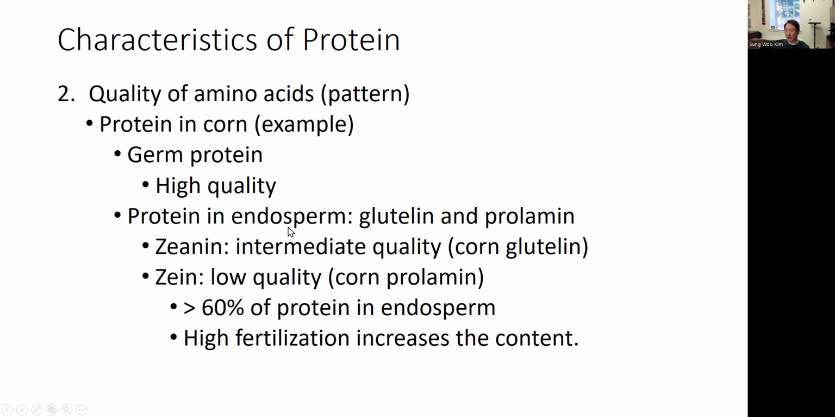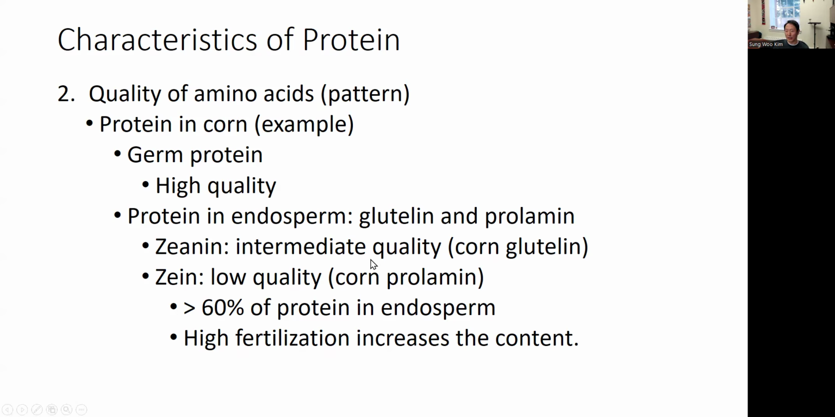Okay, protein in the endosperm is grouped, and we call them glutenin and prolamine. These are the types of proteins found in the endosperm of cereal grains, not only in corn, but also in other cereal grains too. In the case of corn, glutenin is called zeanin. So it has a very specific name. The corn glutenin is called zeanin.